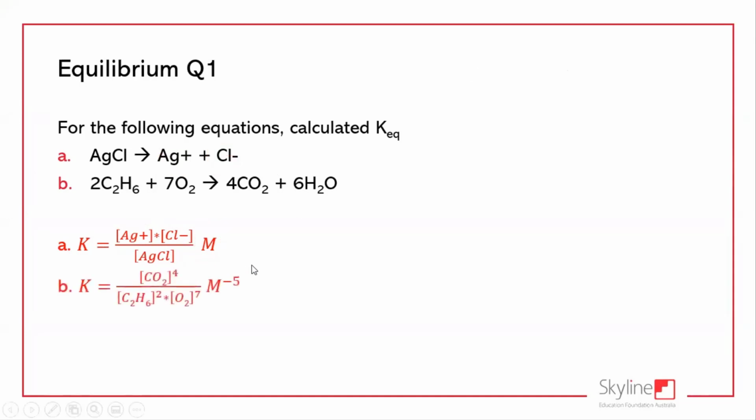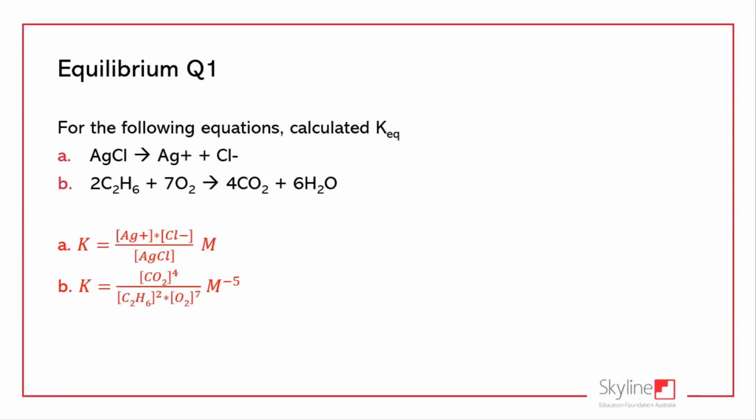For this second one though, we set it up a little differently. Remember, we don't include water, so the only product we're including is CO2. And as I mentioned earlier, we take that coefficient and we raise the concentration to that power. Likewise, the 7 becomes to the power of 7, and the 2 there becomes to the power of 2. Now we've got to work out our powers.